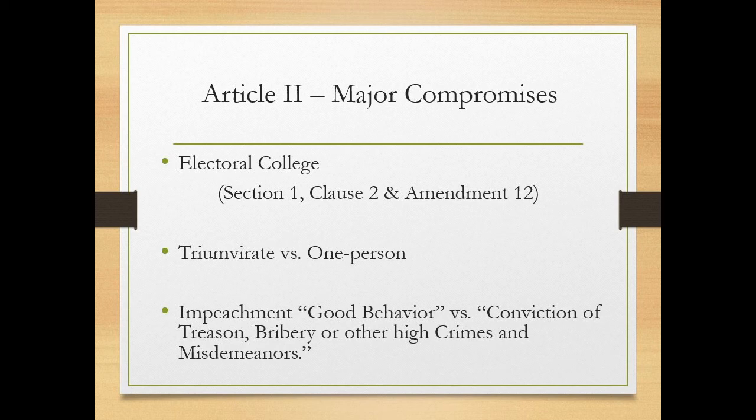So there has to be a balance, right? So they raise the threshold of impeachment to conviction of treason, bribery, or other high crimes and misdemeanors. And treason is going to be defined in Article 3. So these are the three major compromises in Article 2, the executive.